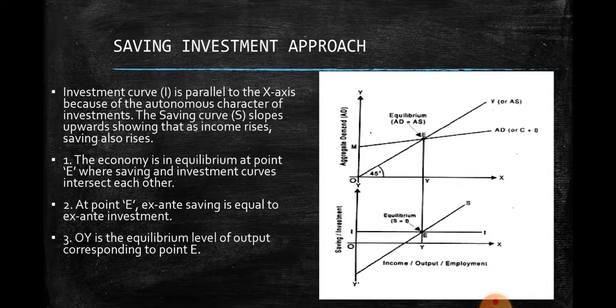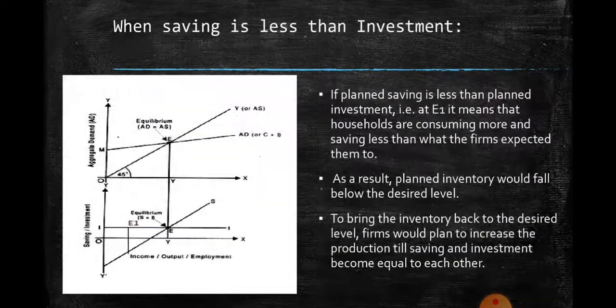Now, correspondingly, we have a saving and investment approach as well. As we know, the point where AD and AS will be equal, at the same point, saving and investment are also going to be equal. Thus, according to AD and AS approach, equilibrium is achieved at point E in the first diagram, and correspondingly in the second diagram also it is achieved at point E where investment and saving are equal.